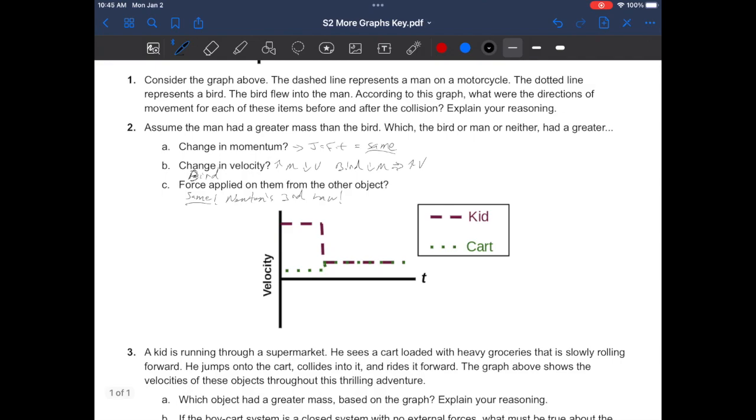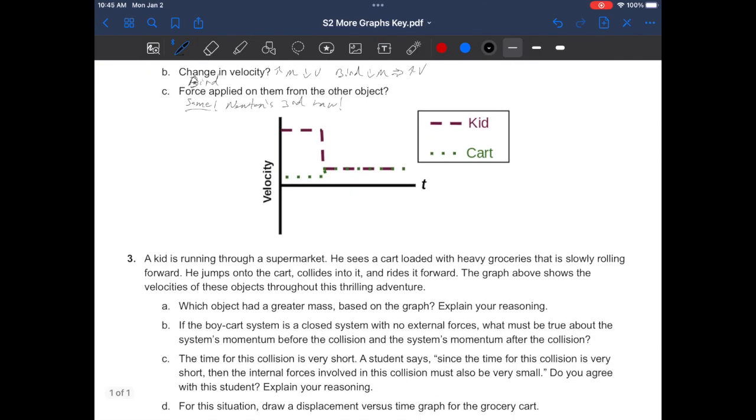All right, new graph, new situation. A kid is running through a supermarket. He sees a cart loaded with heavy groceries that's slowly rolling forward. He jumps onto the cart, collides into it, and rides forward. The graph above shows the velocities of these objects through the thrilling adventure. So this is a velocity graph. Which object had a greater mass based on the graph?